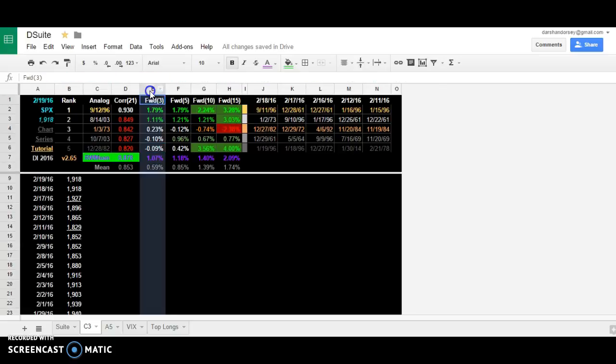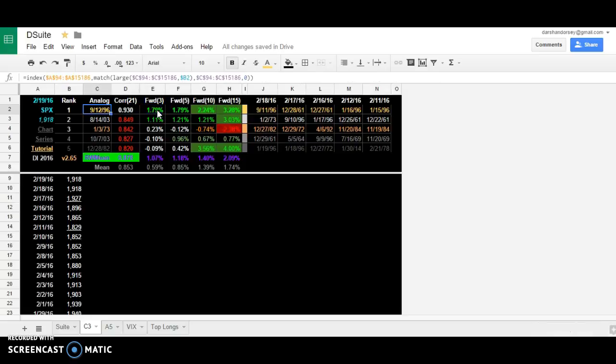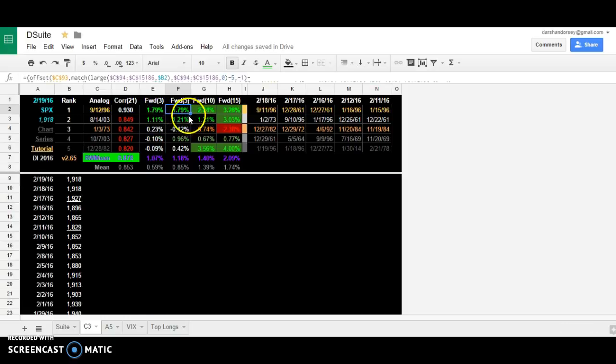Our next key metrics to look at are our forward performance. This is saying, okay, if our top analog is 1996, 3 days later we saw S&P up a whopping 1.79%. 5 days later, same thing, up almost 1.8%. 10 days, 2 weeks later, up over 2%, and 15 days, 3 weeks later, up over 3.28%. That is our expected performance if the S&P were to match that analog over time. I'll go back to our actual indication.